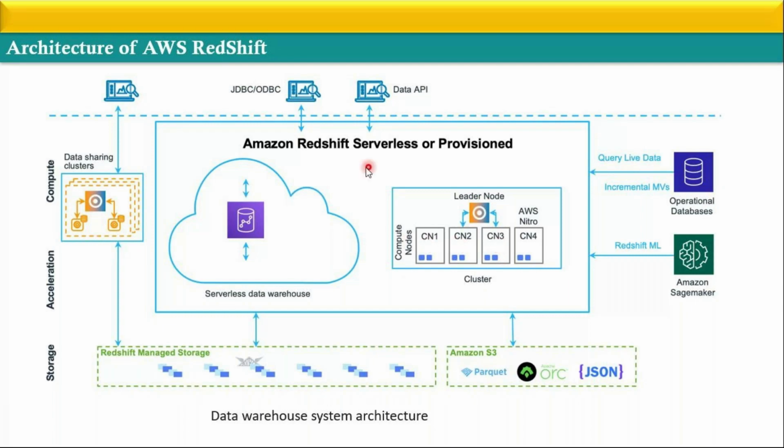Over here, these are certain applications or connectivity modules from which the client machines are going to interact with Amazon Redshift. It might be serverless or provisioned. So the Redshift service can be serverless. That is the new stuff which is there inside the cloud environment.